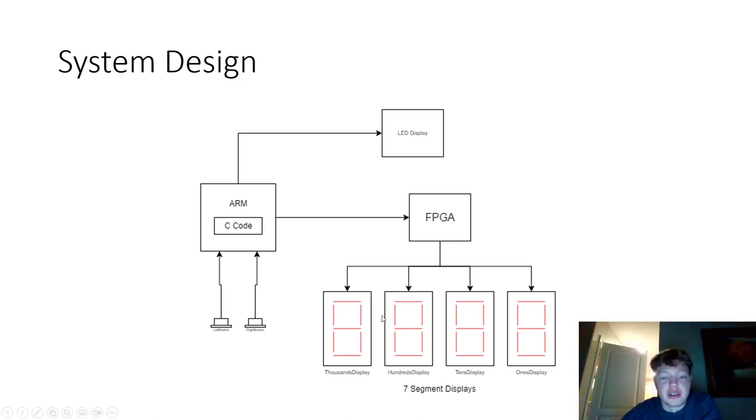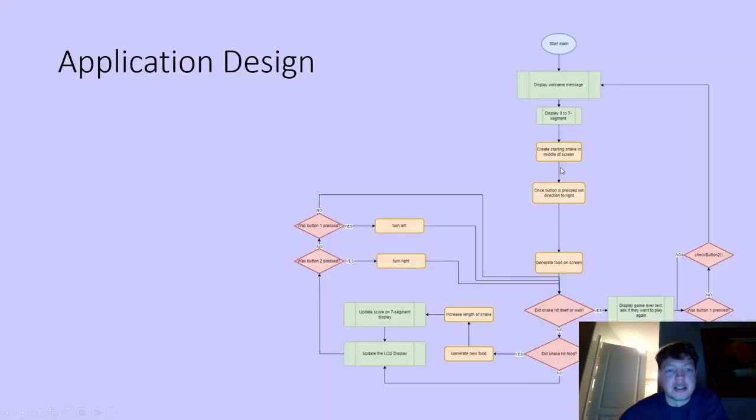So the C code doesn't interact directly with the 7-segment displays. It actually sends 4 inputs to the FPGA, and then from there the FPGA is going to talk to the other outputs. So this is actually the application design.